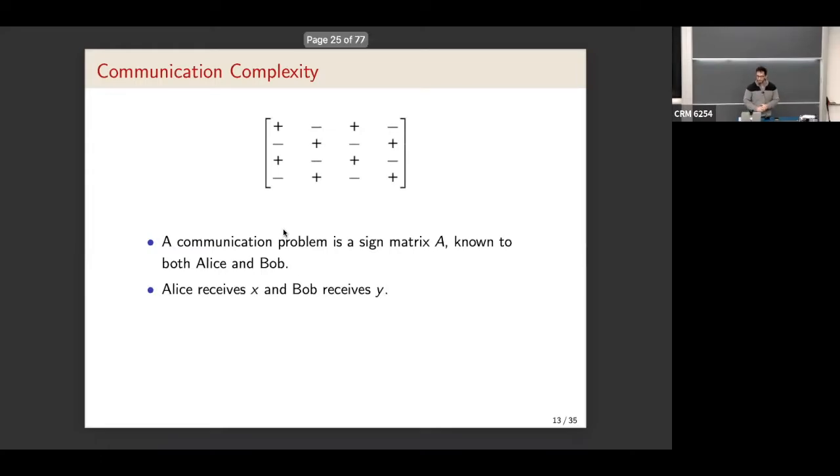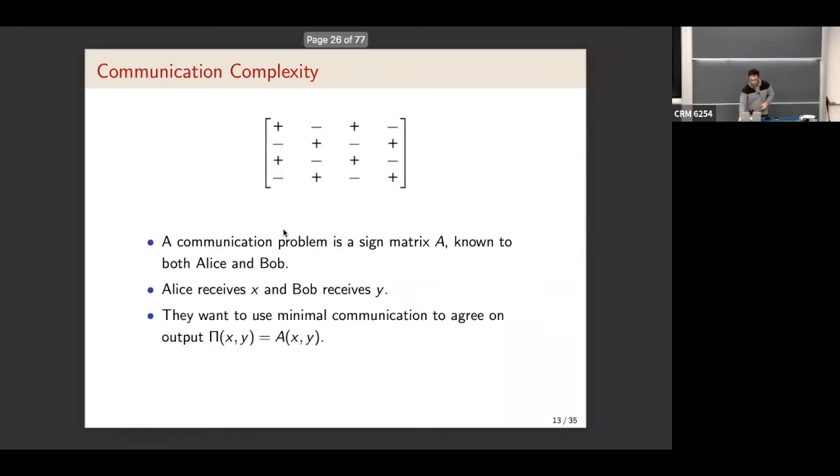Now, what is the setting exactly? You have two inputs, X and Y, which correspond to the row number and column number. You give the row number to Alice and the column number to Bob. Alice doesn't know the column number, and Bob doesn't know the row number, but they know the full matrix. The goal is to communicate, sending bits back and forth, to output something equal to the entry of the matrix, A_XY.